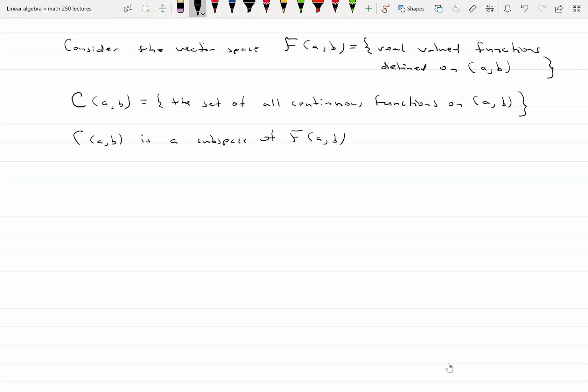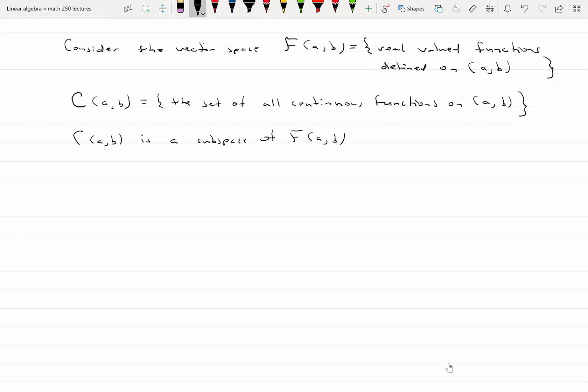First of all, CAB is not empty, since the zero vector f of x equals 0 is in it. In order to do this, you're going to need to be familiar with example 3 on page 68. So if you're not familiar with it, you should stop the video. You really should. Stop the video and look at that example. Assuming you're familiar with that example, CAB is definitely a subspace of FAB. It's not empty, since f of x equals 0 is continuous, and that's the zero vector in F. So CAB has the zero vector f of x equals 0.